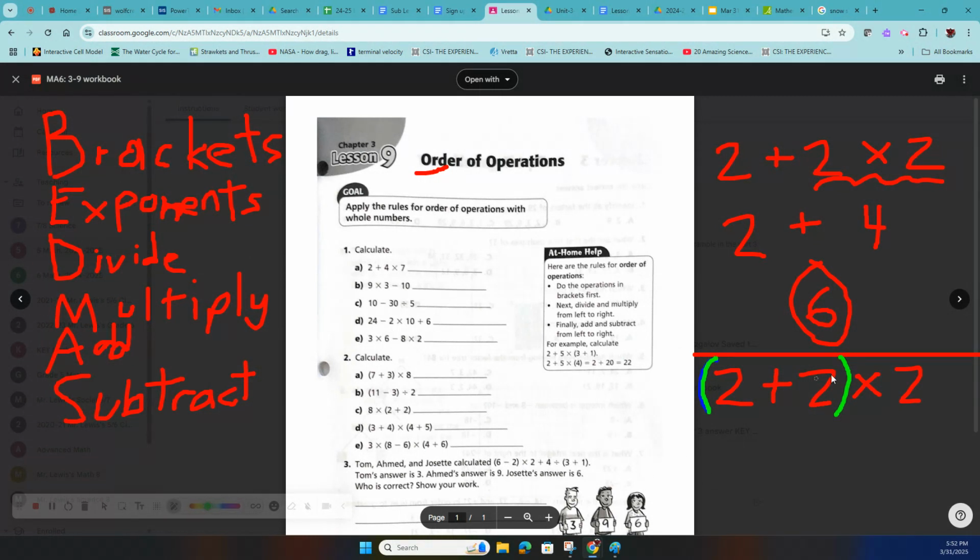So now, because we have B for brackets, it's the first operation, we have to simplify what's inside the brackets. So 2 plus 2, I have to simplify that first because of brackets. That simplifies to 4. And times 2 drops down. I haven't used it yet. 4 times 2 is 8. Okay. So that's essentially how brackets work.